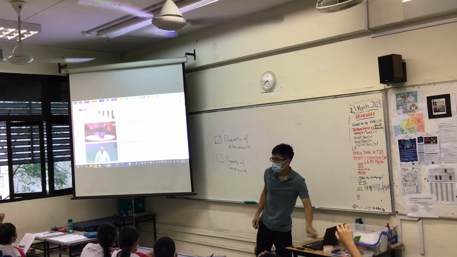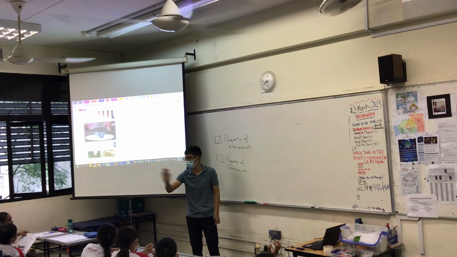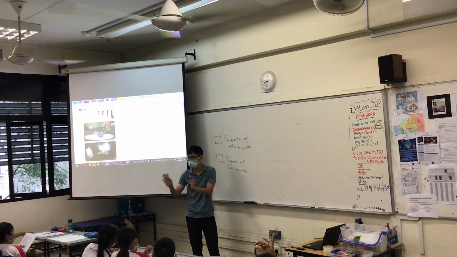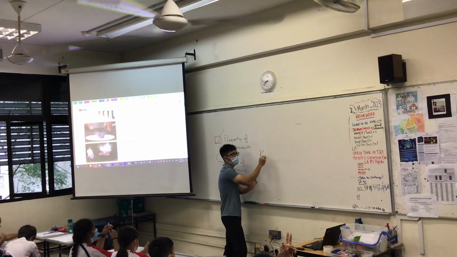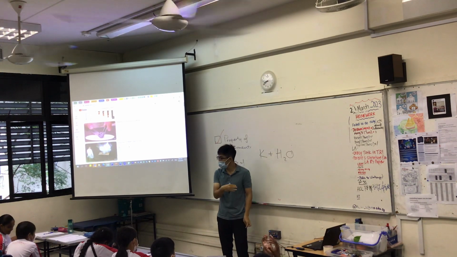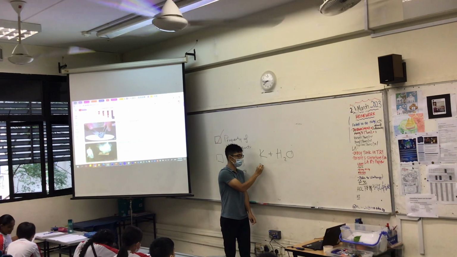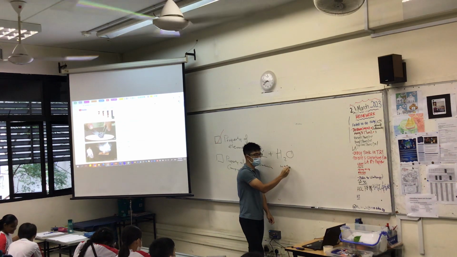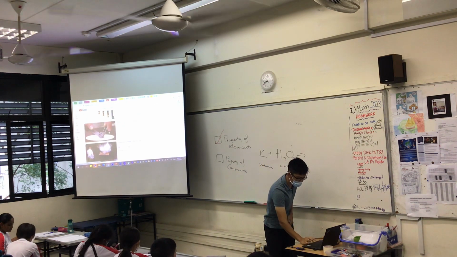Okay, class, listen. I don't want to leave you with a misconception to think that reactions can only occur between elements. That's not true. Reactions can occur between elements and compounds also. Here I have an element, potassium. Here I have a compound, water. You can also carry out reactions between elements and compounds. Let's watch the reaction.